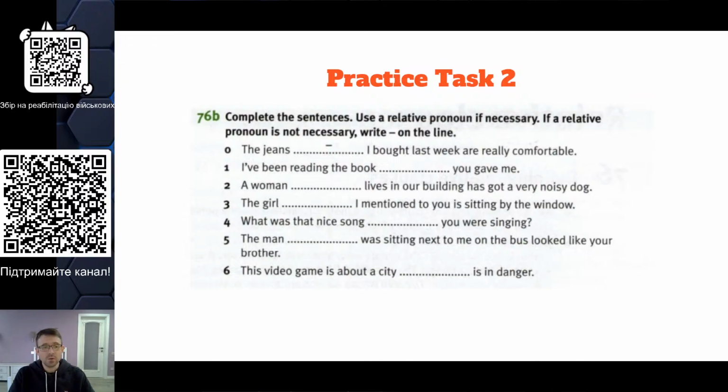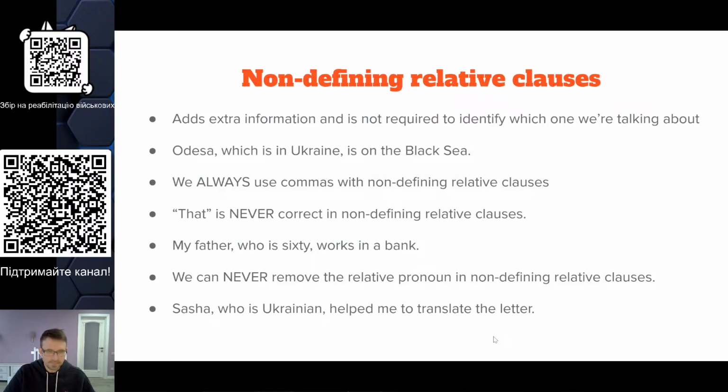So we're now going to move forward then to the second type of relative clause which we have, which is the non-defining relative clause. And this is a different type to defining relative clauses, and there are quite a few more nuances with this type of relative clause.